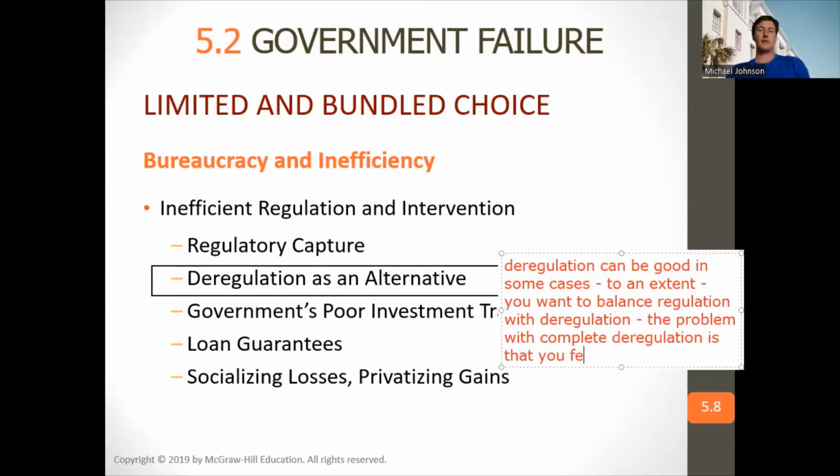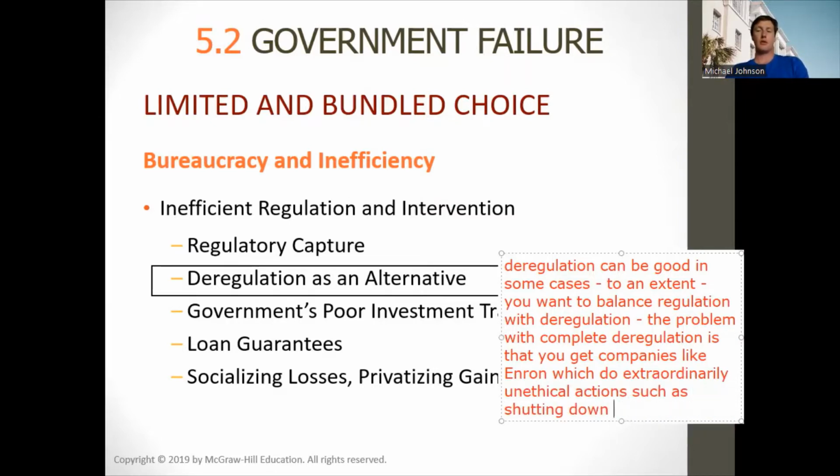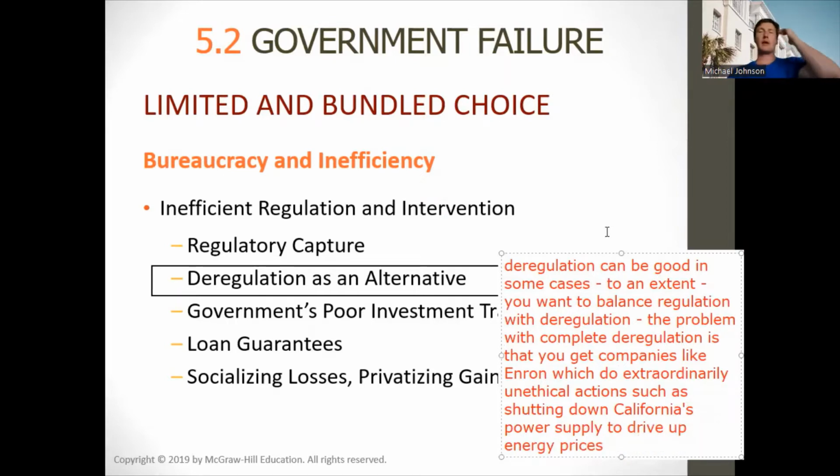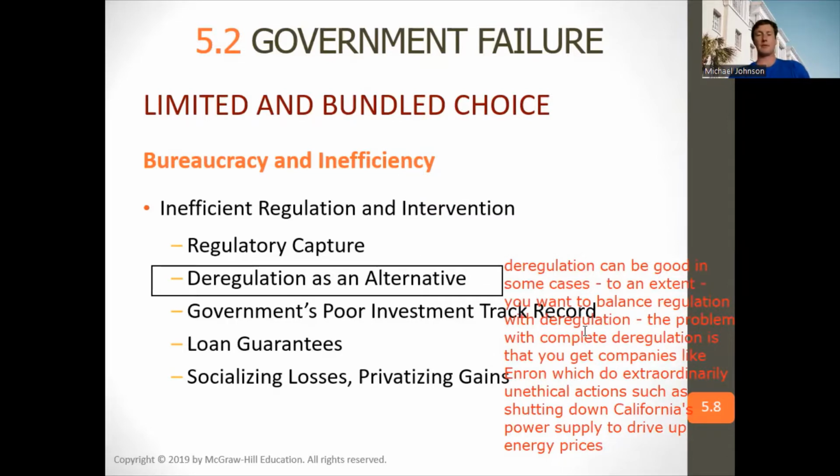is that you get companies like Enron, which do extraordinarily unethical actions, such as shutting down California's power supply to drive up energy prices. So you need regulation. The regulation is required to stop these types of things from happening.